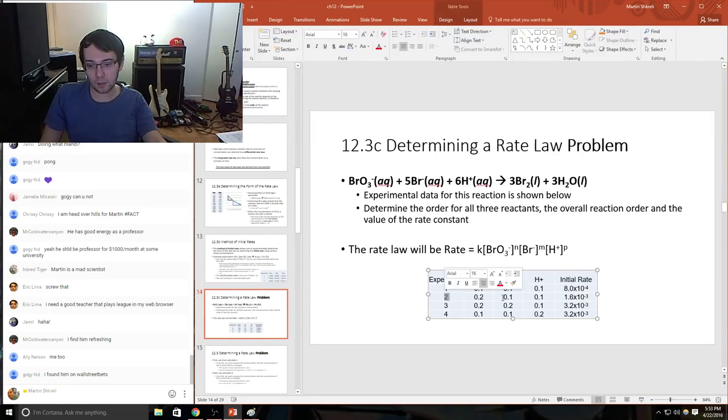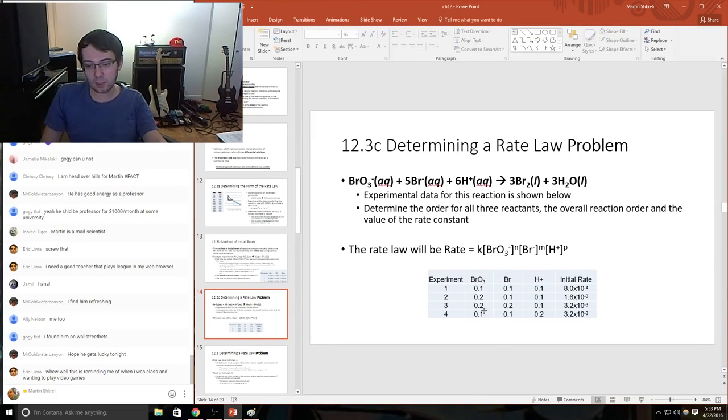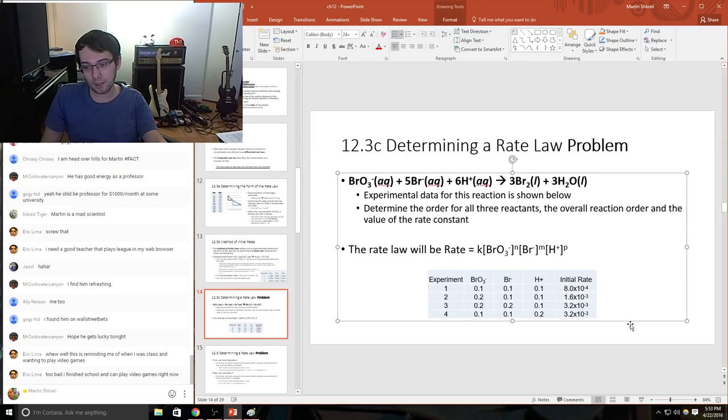If we look at experiment 2 versus experiment 1, everything is being held constant except for the bromate. And you can see when we double the bromate, we double the rate of the reaction. So if we divide reaction rate 2 over reaction rate 1, the answer is 2 to the nth power equals 2. So n must be 1 in this case, or you can just delete it.